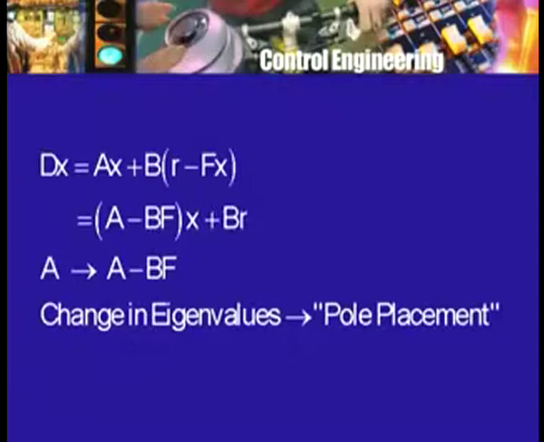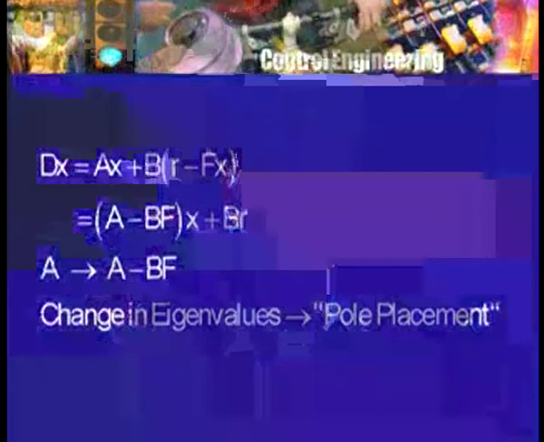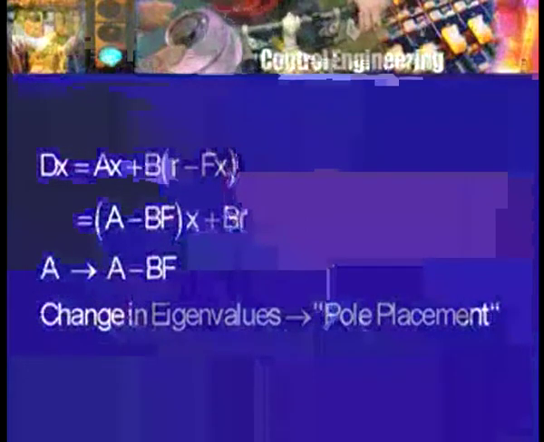Now, as I said, this is a crude way of doing it. That is, if you said, all right, let me try some F and see what eigenvalues I get and see whether they are good enough. If they are not, let me choose another F and then find out the eigenvalues and see whether they are good and so on. This is going to be a very crude approach.